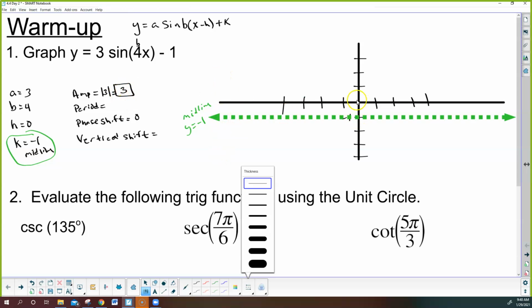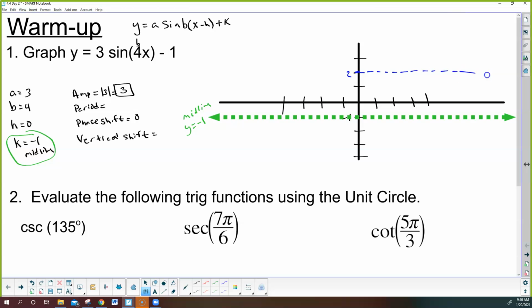Well, if I go 3 up, here's 1, 2, 3. That puts me at +2. You can draw your dotted line there. And then we should label that. That's the max line at y equals +2. And the minimum line is 3 down from that. So 3 down from the midline would put me at -4. That's where the minimums occur. And they all occur at the equation y equals -4. All right, so now we have max and mins.